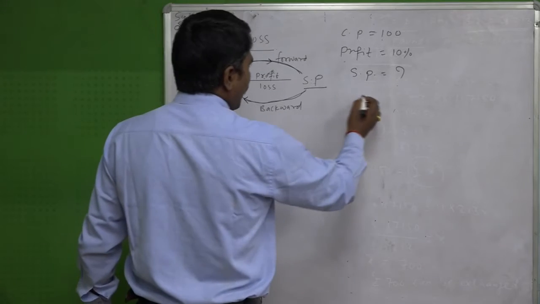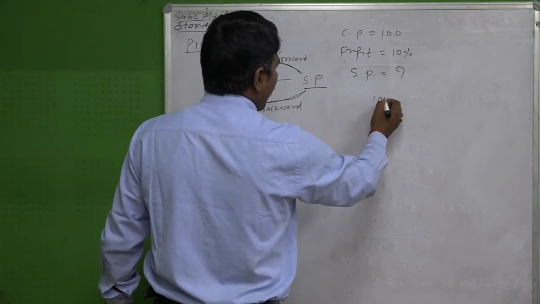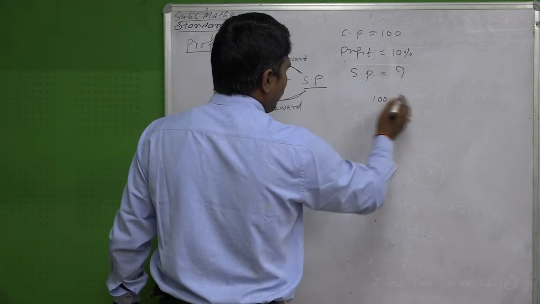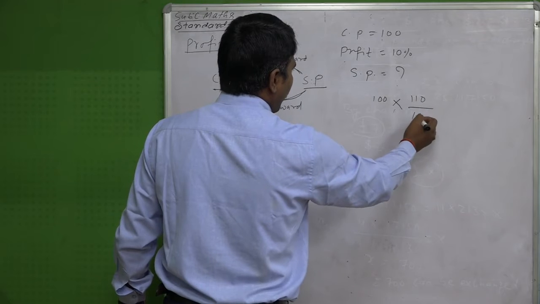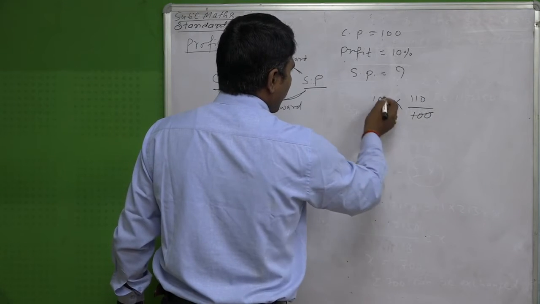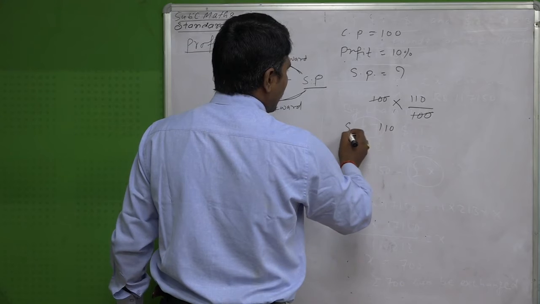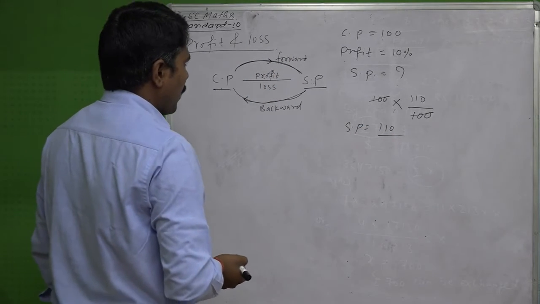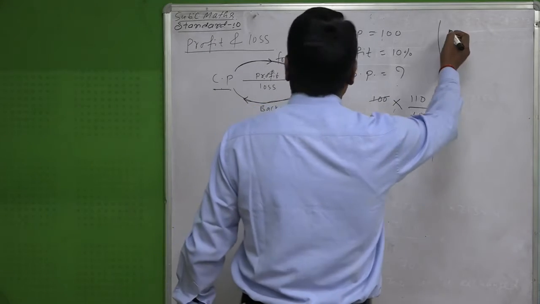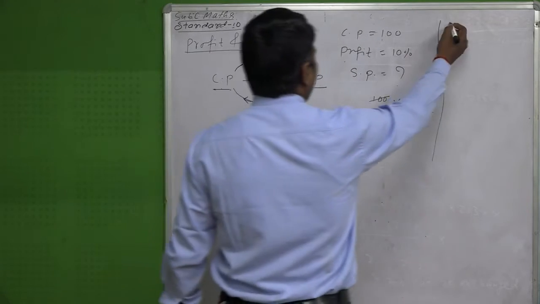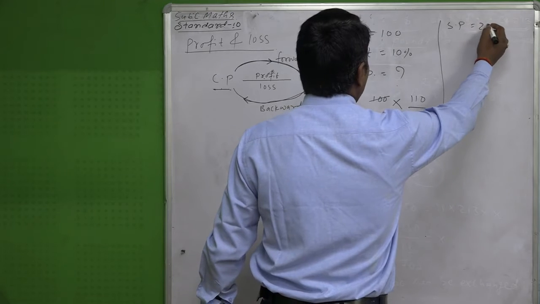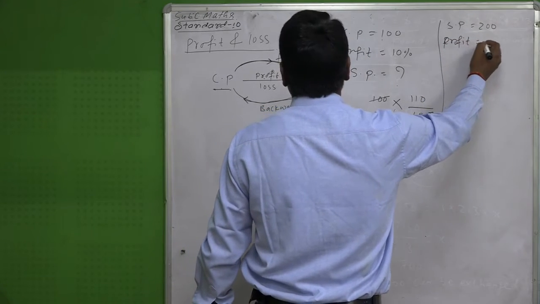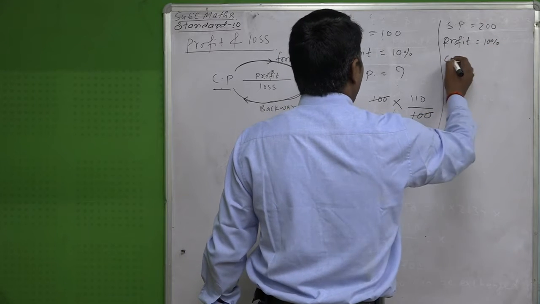Then for the SP, CP is how much? 100 into profit 10%, so 100 plus 10 makes 110, divided by 100, then easily cancel it, and 110 is the SP. We can find it within a minute. And suppose SP is given as 200, and profit is 10%. Now you have to find the CP.